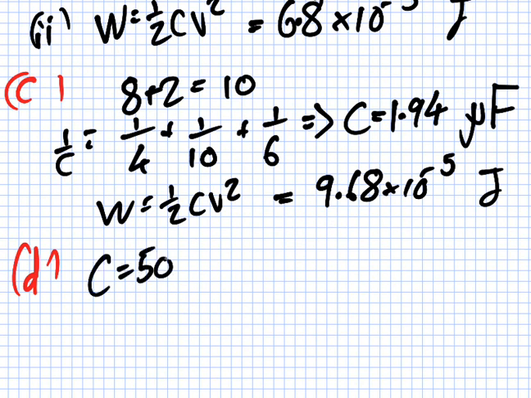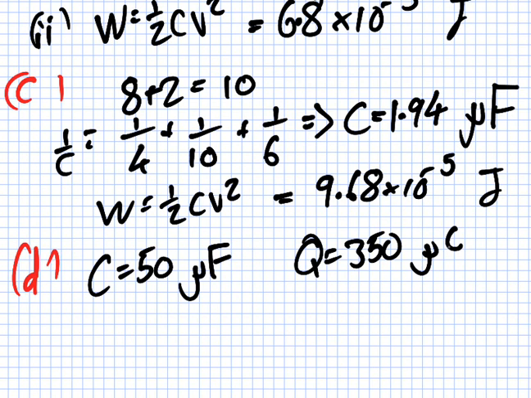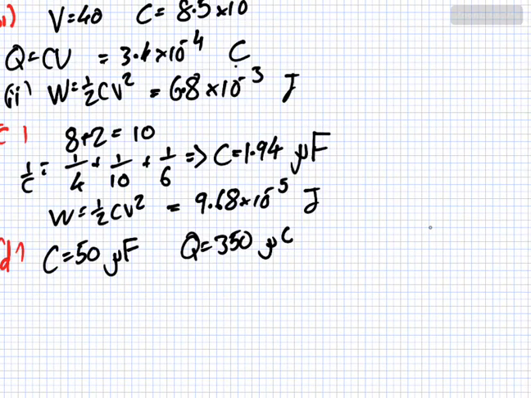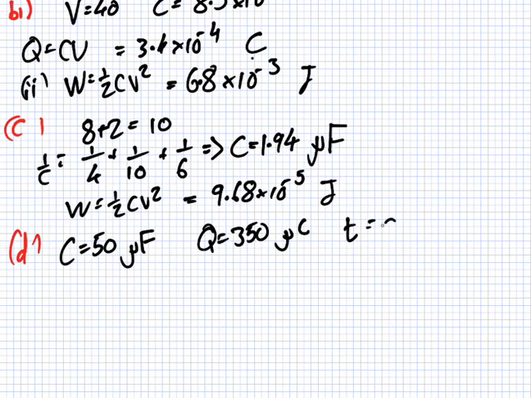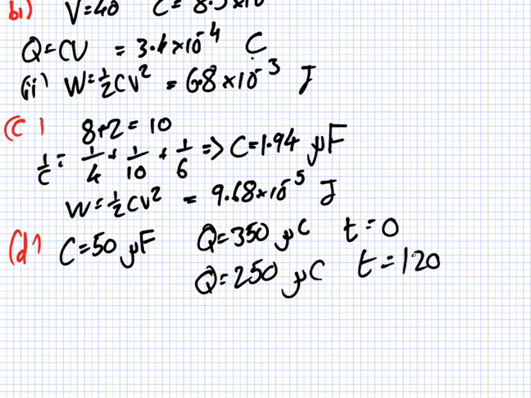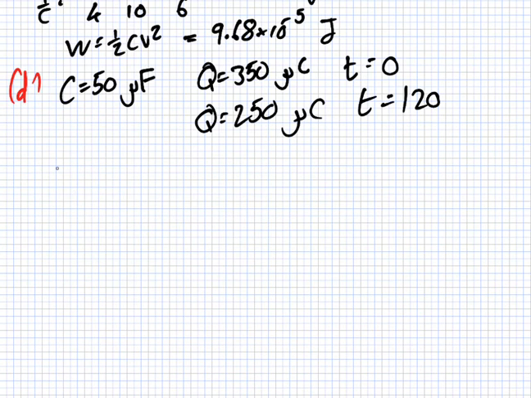So D part, you have a 50, so the capacitance is 50 microfarads, the charge is 350 microcoulombs. Determine the value of the resistor if the charge falls to 250 after 2 minutes. Okay, so we have to use this formula. I'll write it down here. This is at the beginning, so this is when the time is 0. And then later you're told that the Q is 250 microcoulombs when the time is 120 seconds.